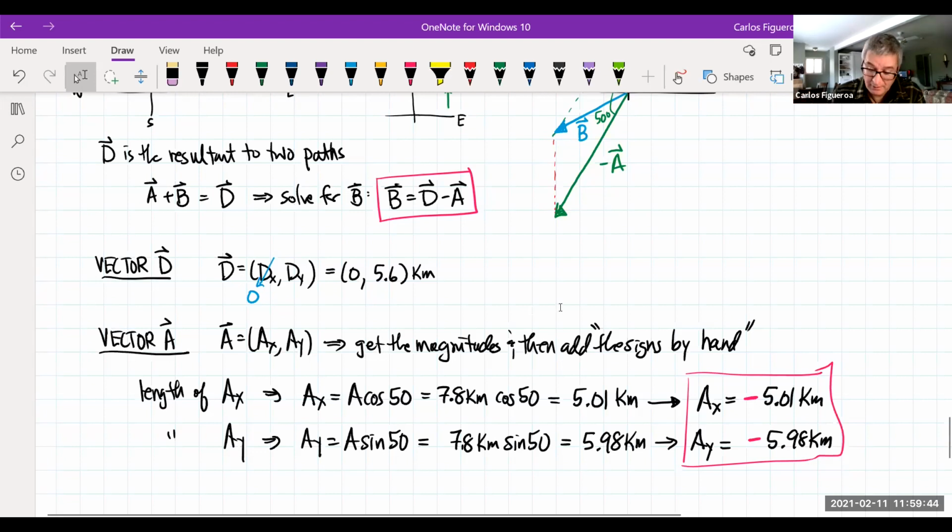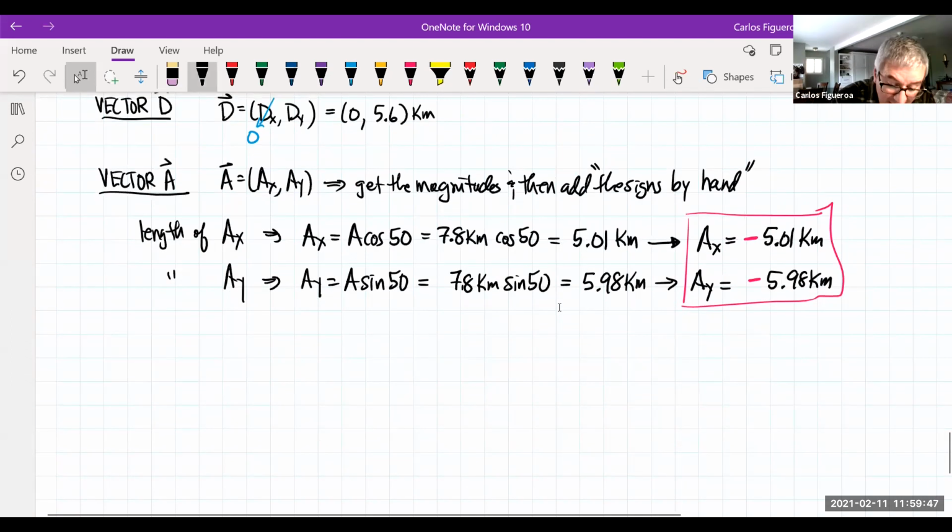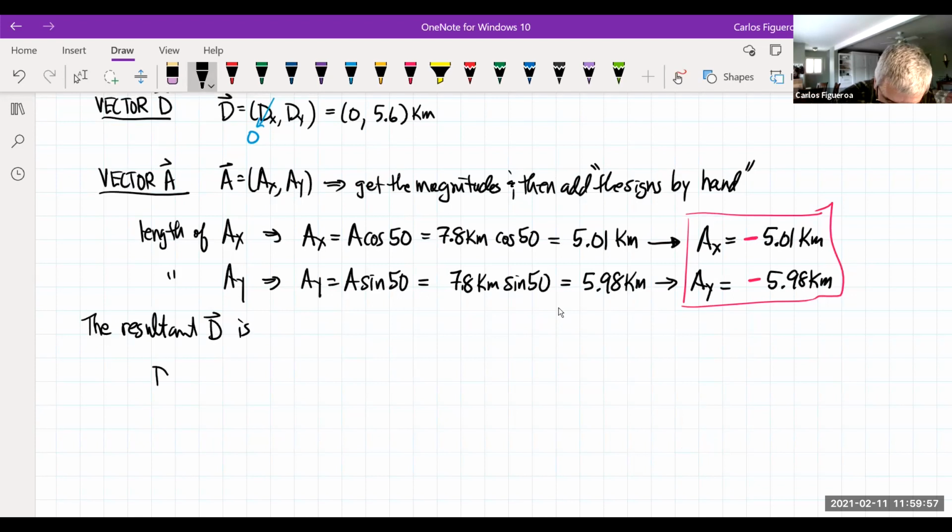So here we go. Now what I just created here is the resultant. Did I do this right? No, I did not do it right. The resultant B is going to be D plus this minus A. This guy is minus A. So now I'm going to add these.